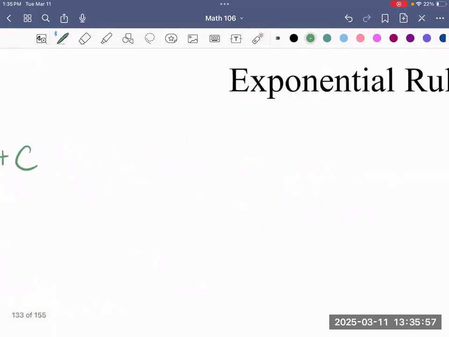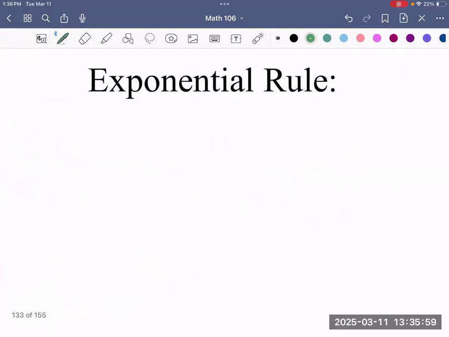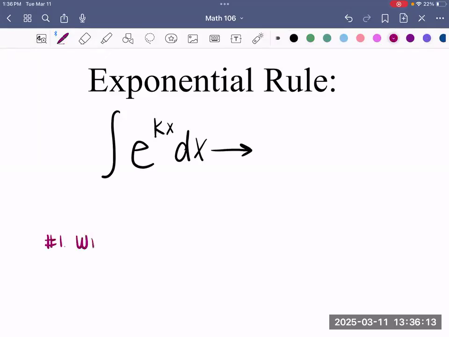So can we do the same thing with your exponential rule? So the rule that we just covered, we said e to the kx dx. How would you write that out? We said, okay, well, step 1 was write itself. Actually, let me use a different color for that. So step 1, write itself. e to the kx.